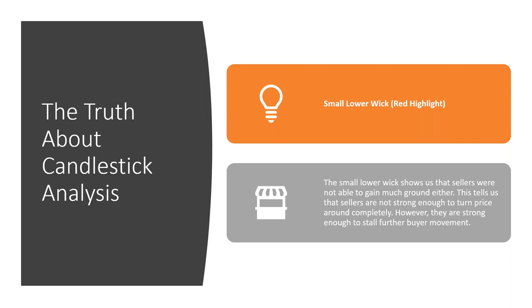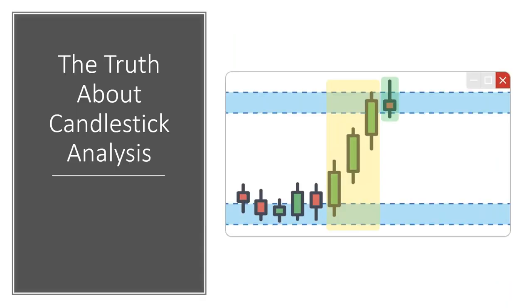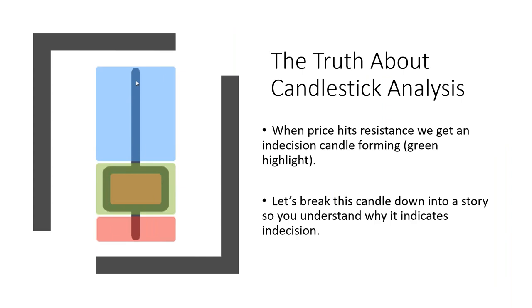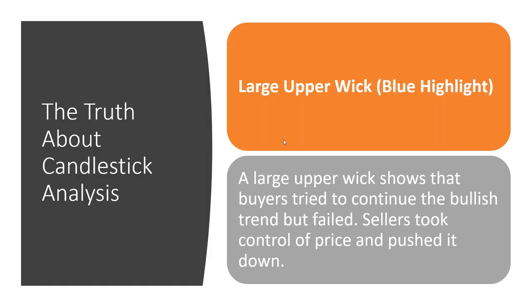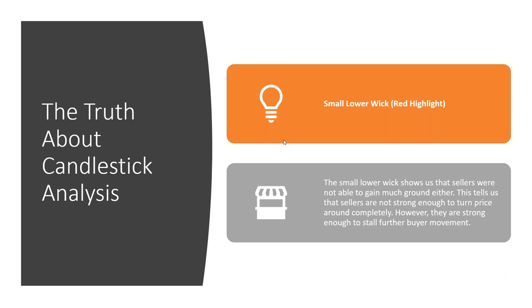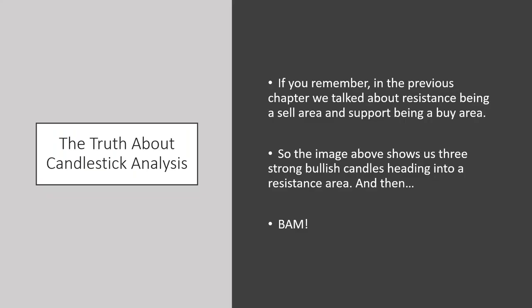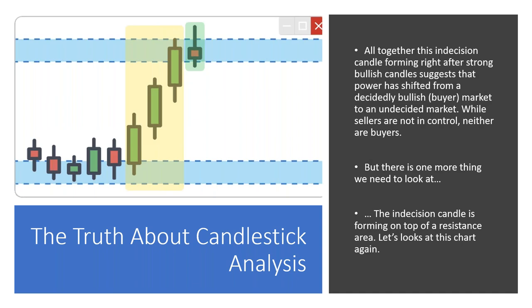Then we have also a smaller, lower wick. Okay. So we have the small body. The blue shows you this upper wick. And then the red shows you the small, lower wick. The small, lower wick shows that the sellers were not able to gain much ground either. This tells us the sellers were not strong enough to turn price around completely. However, they are strong enough to stall it and stop the buyer's continued march. So altogether, this indecision candle forming right after strong bullish candles suggests a power shift from a decidedly bullish market to an undecided market. While sellers are not in control yet, neither are the buyers.